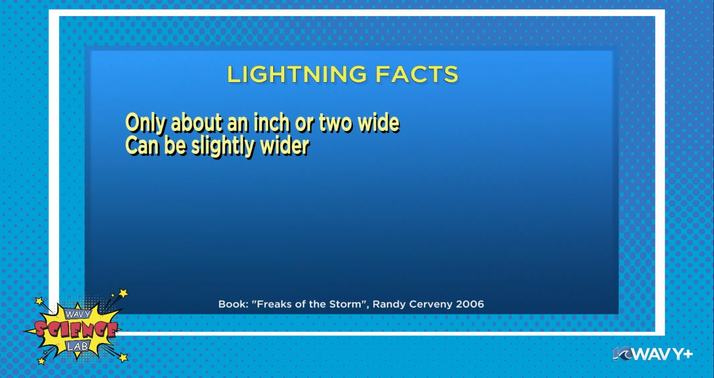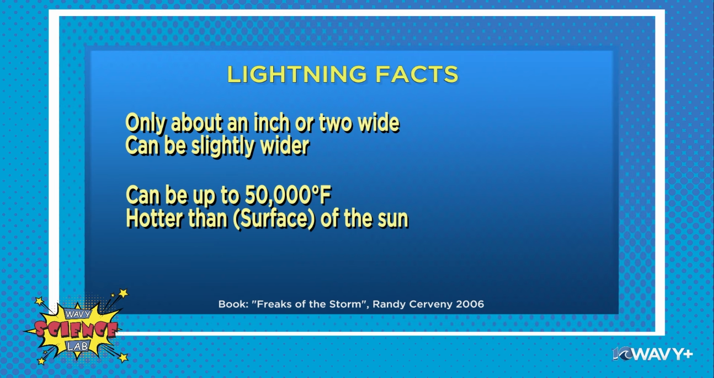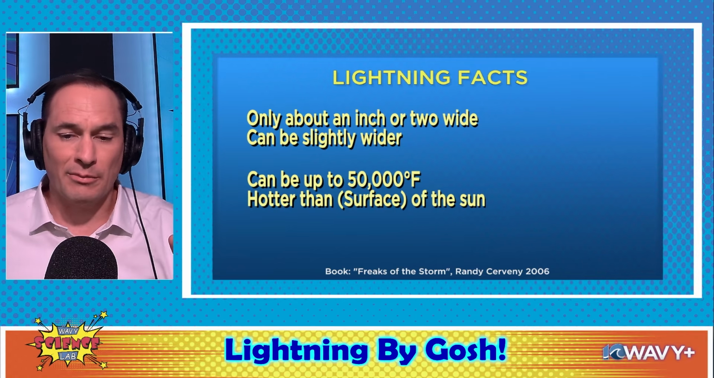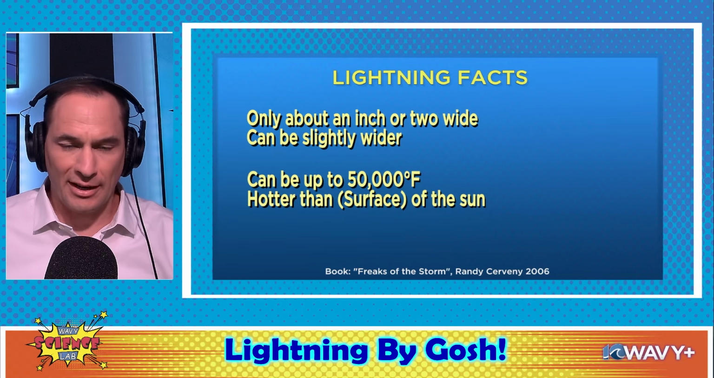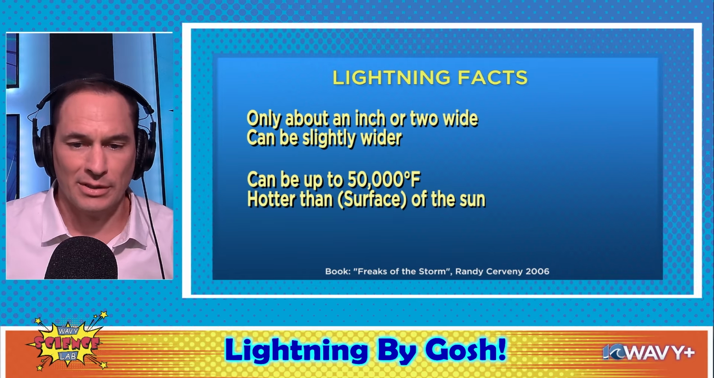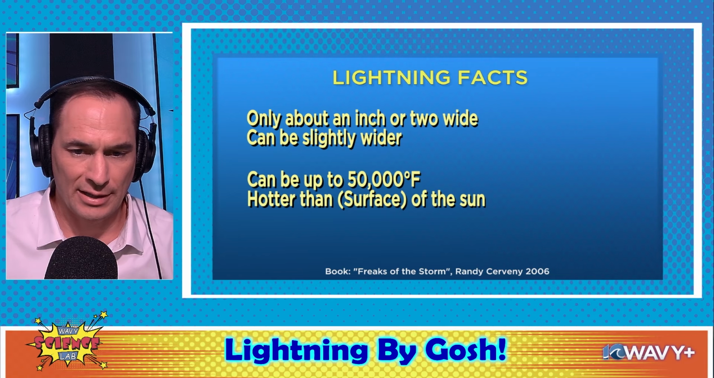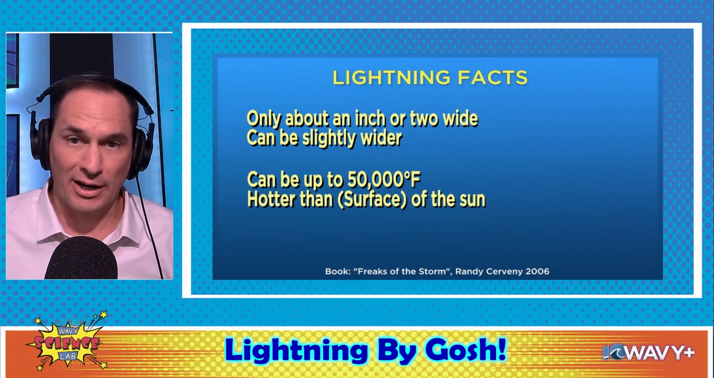So some lightning facts. It's only about an inch or two wide. That's right. It can be slightly wider, but only about an inch or two wide. It can be up to 50,000 degrees Fahrenheit, hotter than the surface of the sun. I think that's the potential. And we talked about the sun in another podcast, about 10,000 degrees Fahrenheit for the photosphere, I think. But the bottom line is it doesn't always get that high, because if it did, it would be melting objects all over the planet all the time. So I think that's the maximum that it can reach. And it kind of depends on if you get hit with a side strike or the main bolt too.